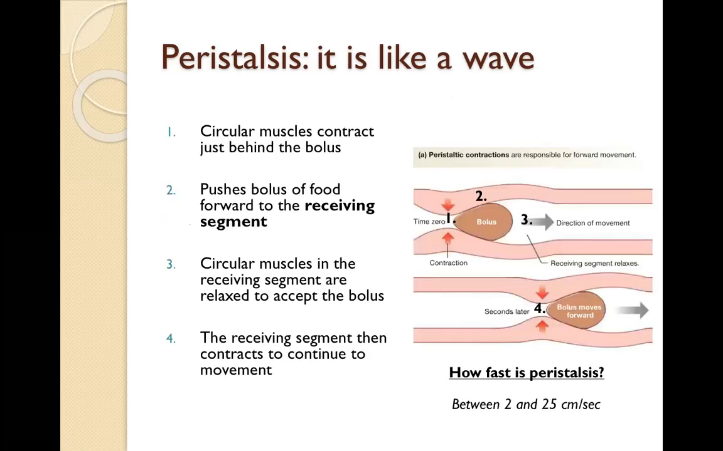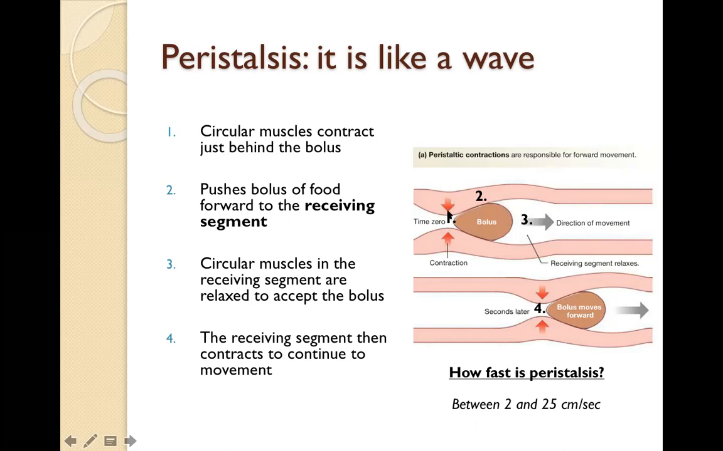So the way that it works is at time zero, there is contraction of the circular muscles just behind the bolus of food. So if you remember what the circular muscles are, when those contract, the luminal diameter decreases. And so you can see a decreased luminal diameter here compared to the distal segment. And this contraction of the circular muscles pushes the bolus of food forward to what is referred to as the receiving segment.